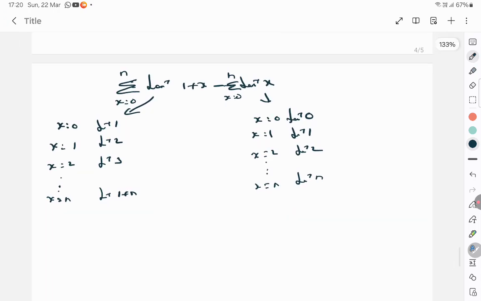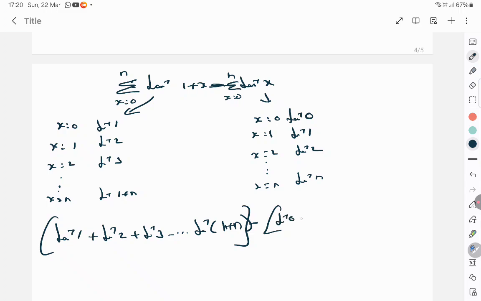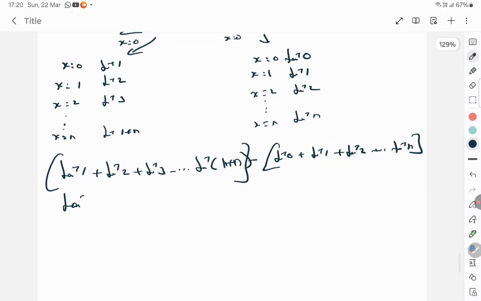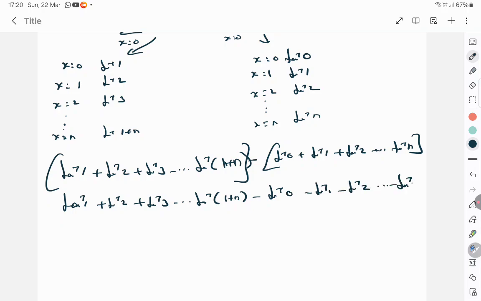So let's subtract because there's a subtraction symbol. Let's write the left-hand answer: tan inverse of the first term's answer, tan inverse of 1 plus tan inverse of 2 plus tan inverse of 3 plus dot dot dot tan inverse of 1 plus n, minus tan inverse of 0 plus tan inverse of 1 plus tan inverse of 2 plus dot dot dot tan inverse of n. I'm going to open the bracket: tan inverse of 1 plus tan inverse of 2 plus tan inverse of 3 plus tan inverse of 1 plus n, minus tan inverse of 0, minus tan inverse of 1, minus tan inverse of 2, minus tan inverse of n.